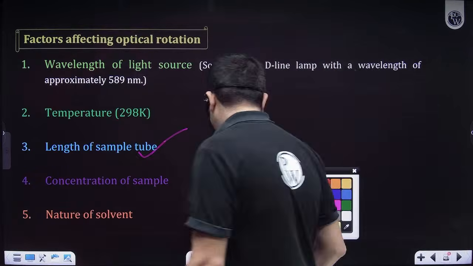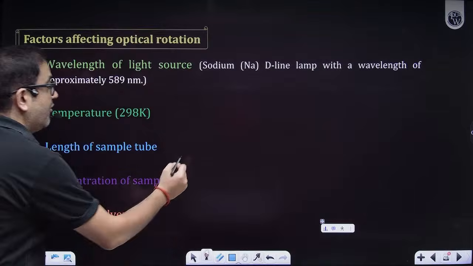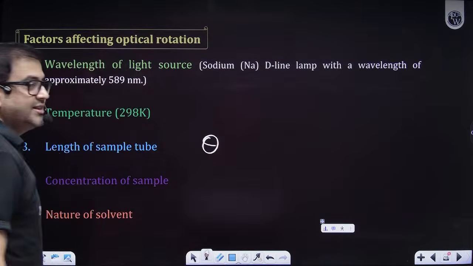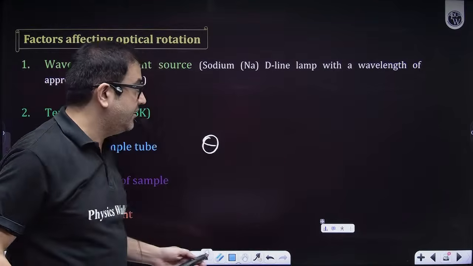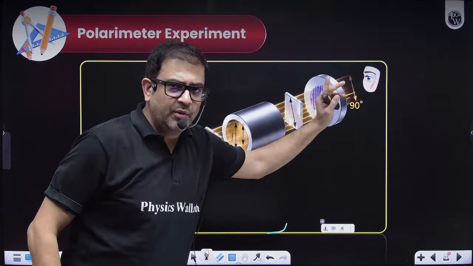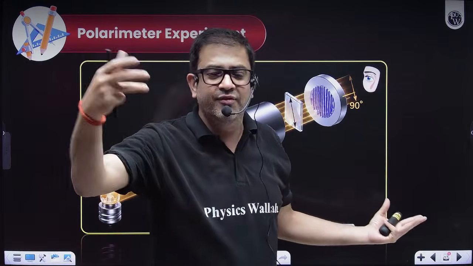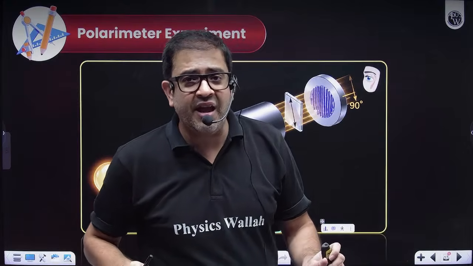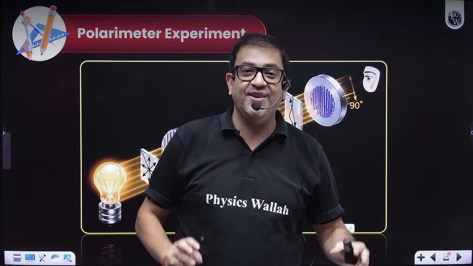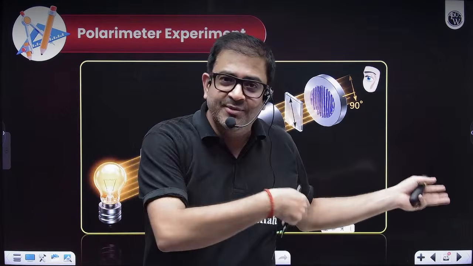Let's say my value of observed rotation is theta, the angle by which I'm observing at the eyepiece. Polarimeter experiments are easily done technically these days. Even in your colleges in first year, you will again read chemistry, especially in your IITs and NITs, which are heavily government funded. In first year you have chemistry in one of the semesters, so you do this polarimeter experiment.